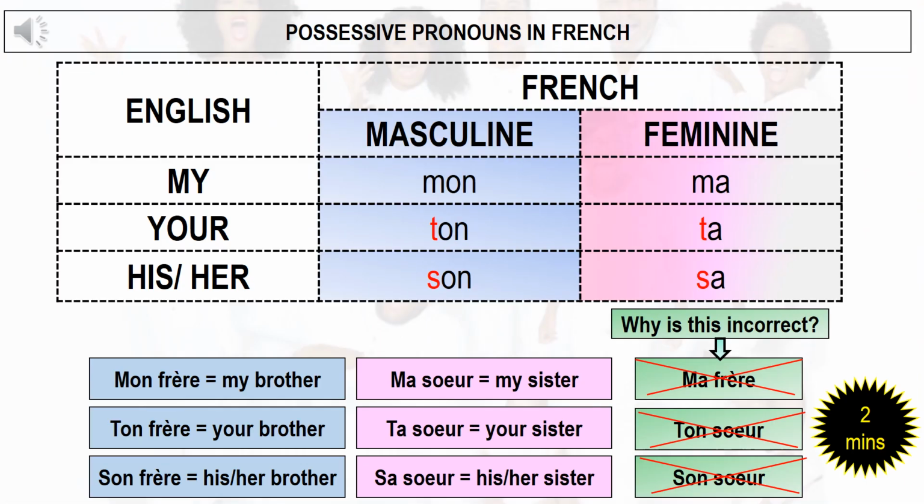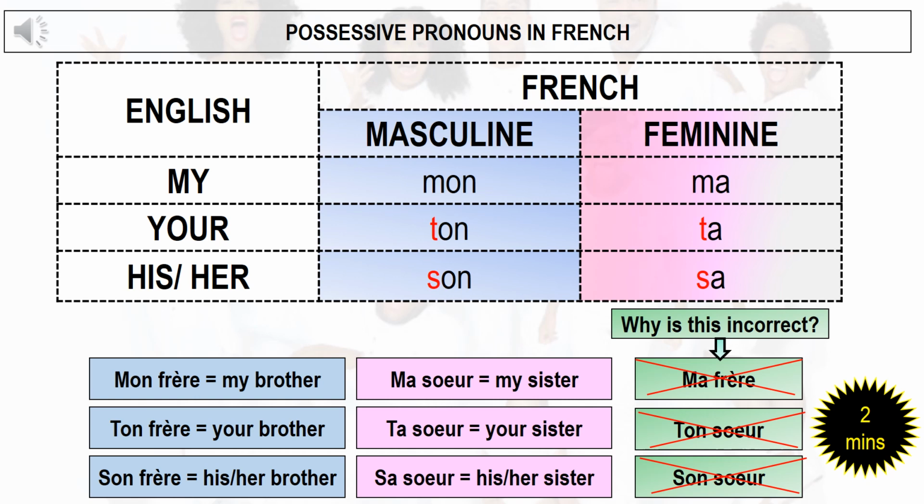You may recall from yesterday's lesson that to say my in French, we either say mon or ma. Mon will be used in front of a masculine word and ma will be used in front of a feminine word. So for example, to say my brother, we say mon frère. Frère is a masculine word, although it ends with an I, and therefore we will use mon in front of it. To say my sister, we say ma sœur. Sœur is a feminine word, although it doesn't end with an I, and therefore we use ma in front of it.